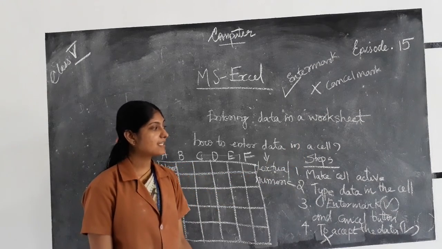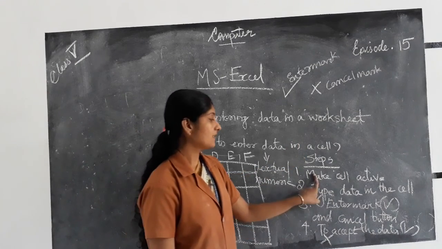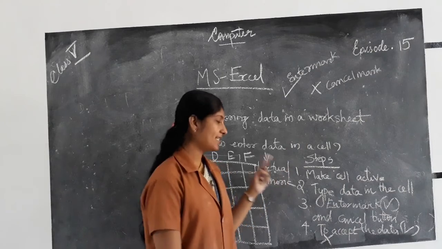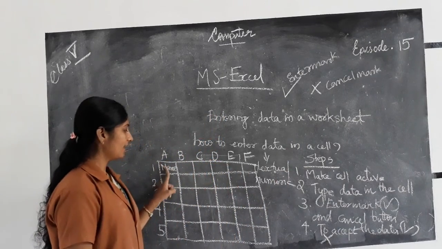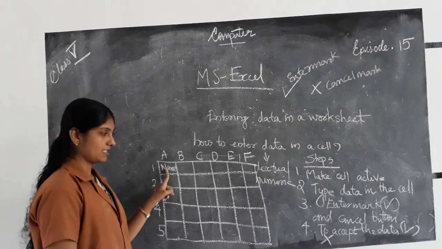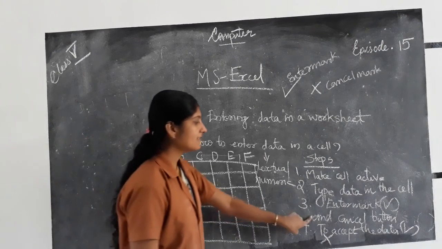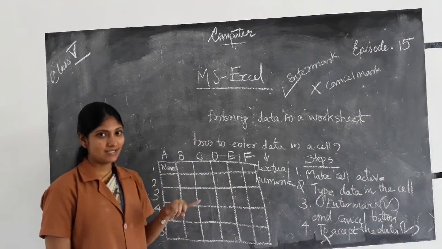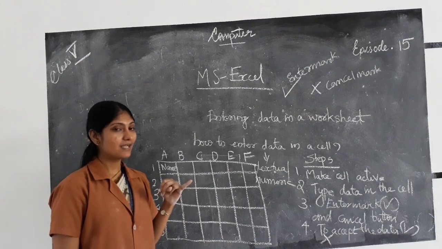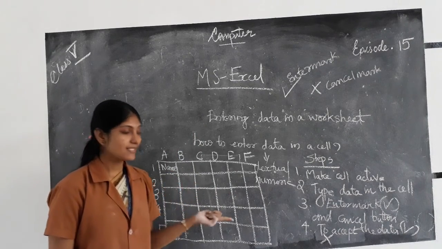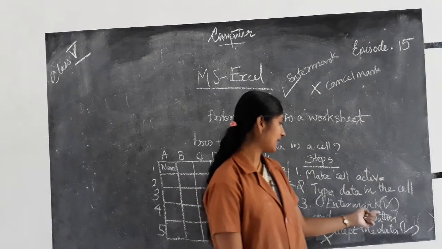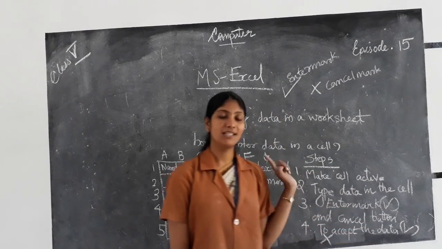Then we discussed how to enter data in a worksheet. How to enter the data? There are some steps. First step, make that cell active. Then enter the data by keyboard. And third step, there are two buttons, an enter button and a cancel button. To accept the data, you can click the enter mark button. Otherwise, you can click the cancel button.